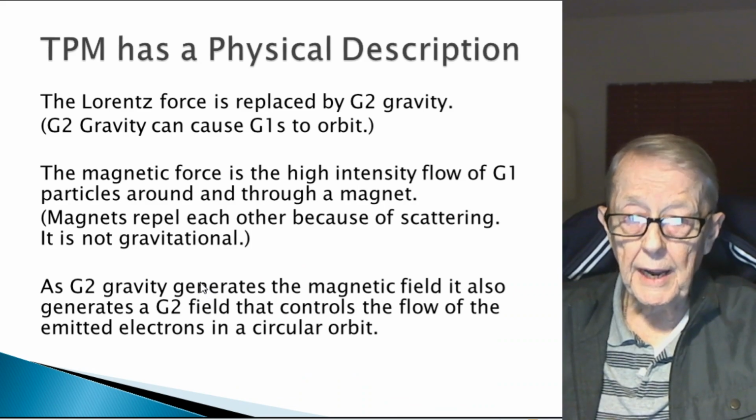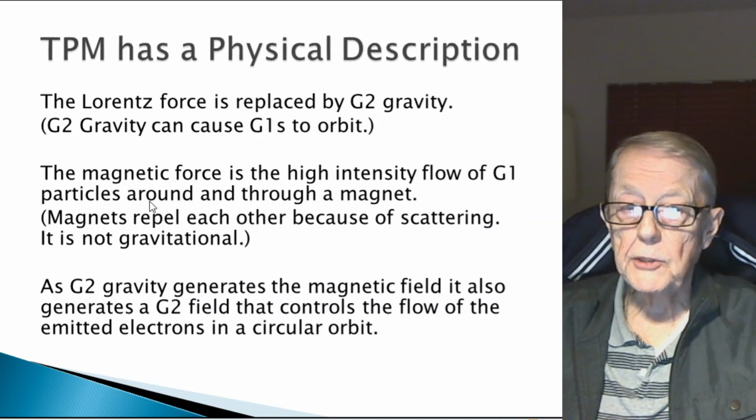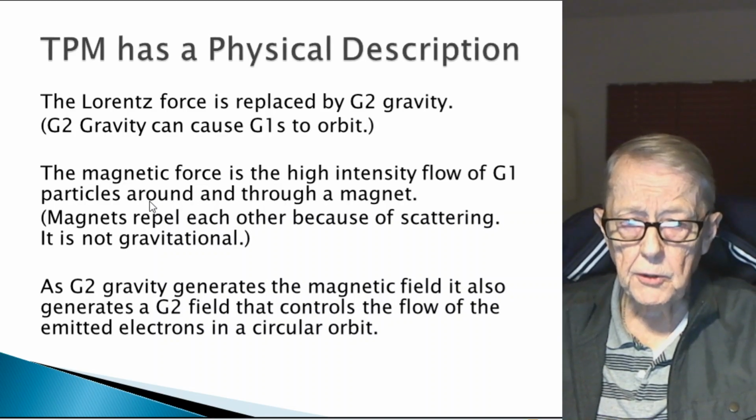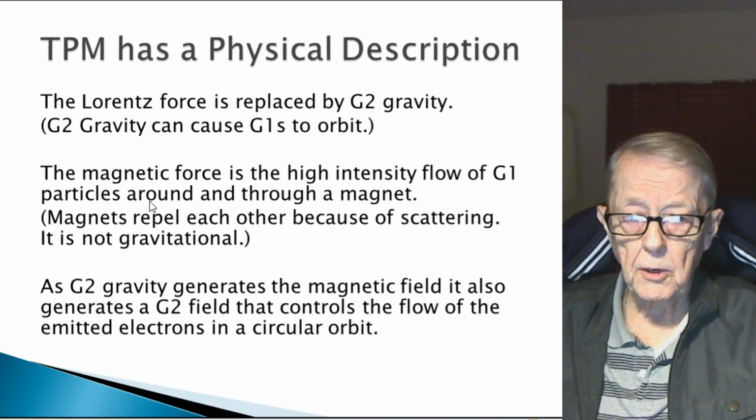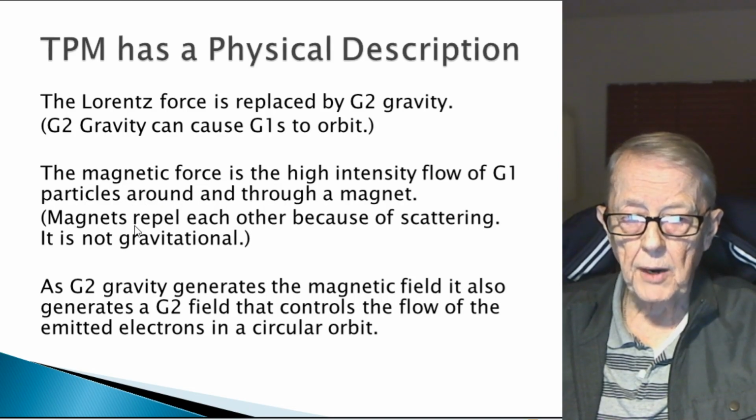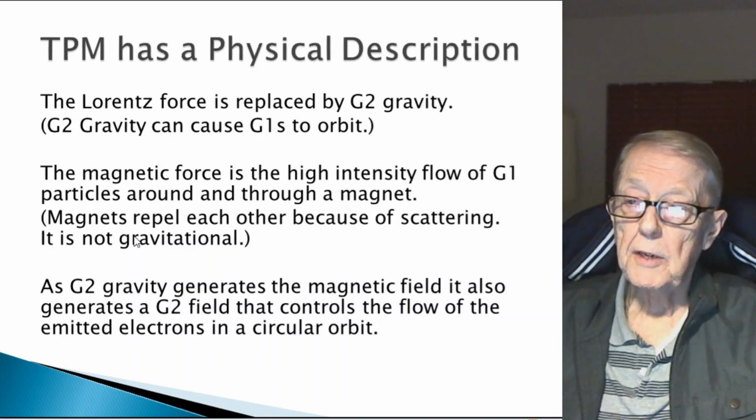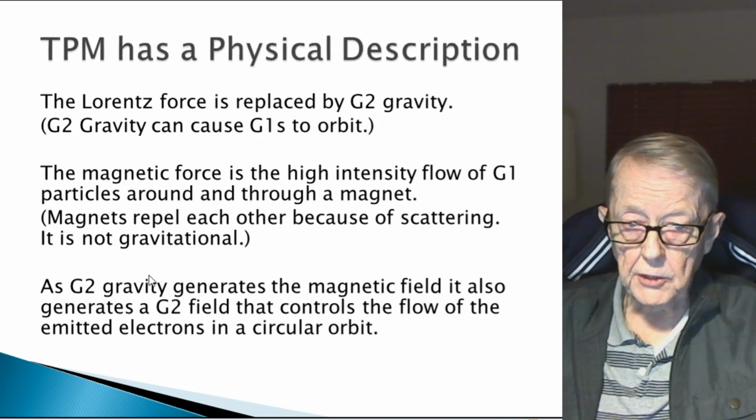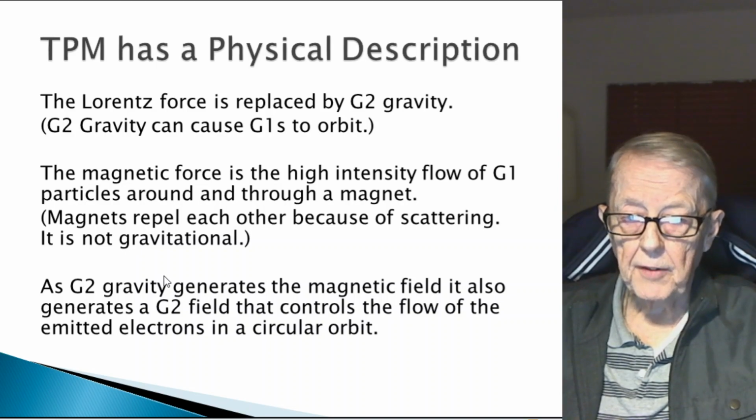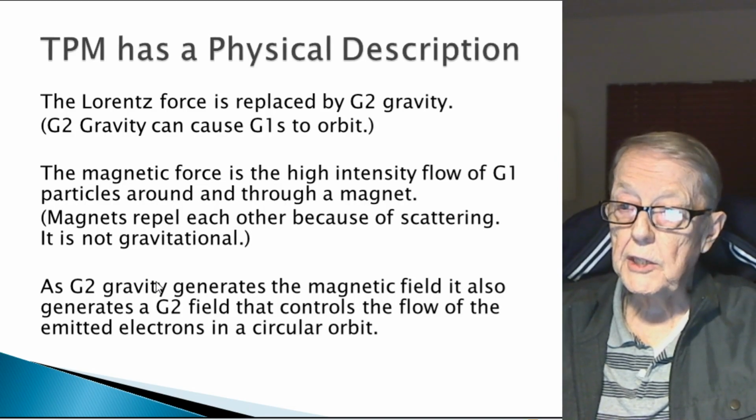The particle has a physical description. The Lorentz force is replaced by G2 gravity, and G2 gravity can cause G1s to orbit. The magnetic force is a high-intensity flow of G1 particles around and through a magnet. Magnets repel each other because of scattering, not because of gravity. G2 gravity generates the magnetic field. As the G2 gravity generates the magnetic field, it also generates a G2 field.